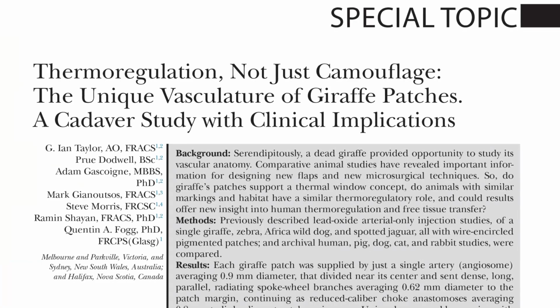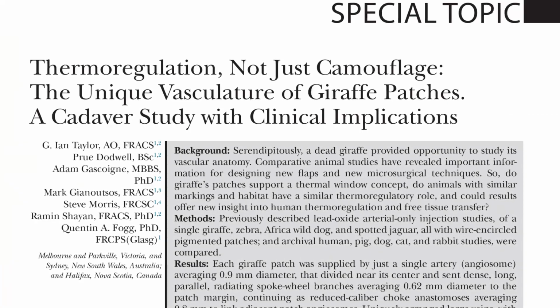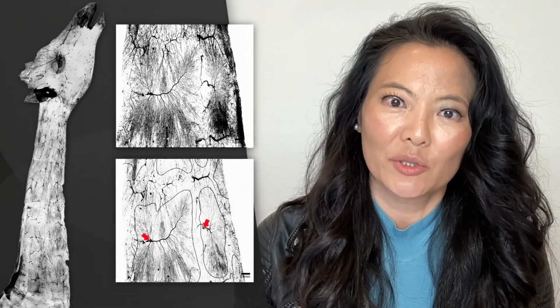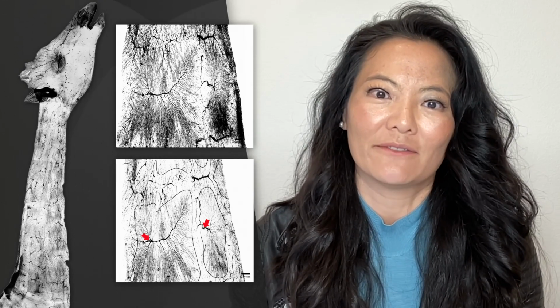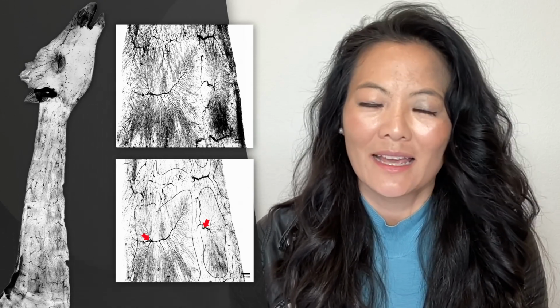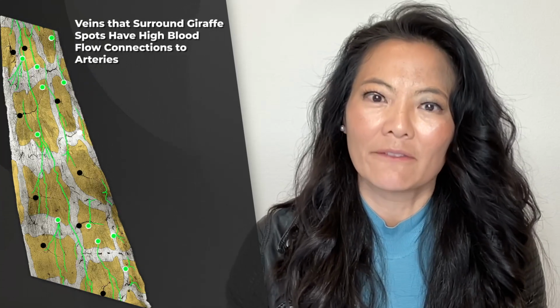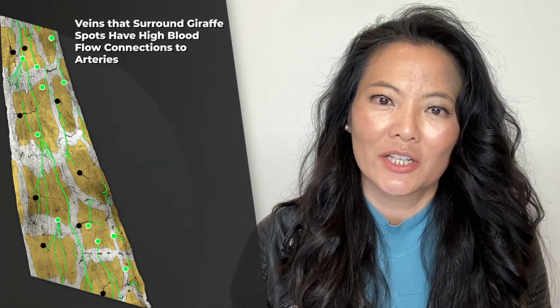So what does this have to do with giraffes? So in this paper, Dr. Taylor and his laboratory evaluated spots in the giraffe and found that these spots are actually angiosomes. But more interestingly, these angiosomes have a distinct organization in terms of blood supply, such that there's an artery that brings blood to the spot that then fans out in a radial pattern that then connects to veins that surround the spots. The veins that surround the spots have high blood flow connections to arteries.